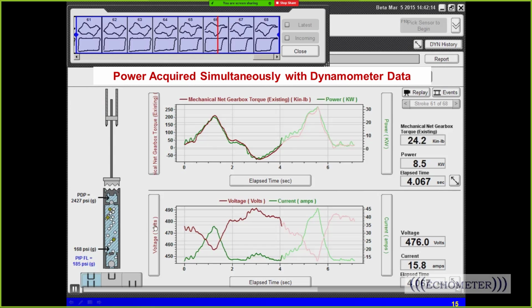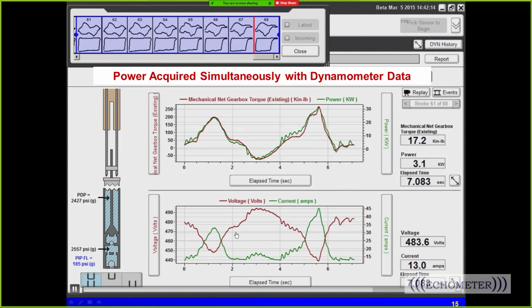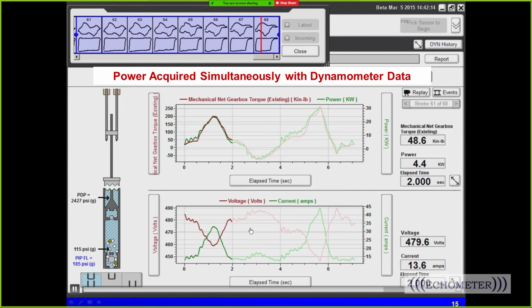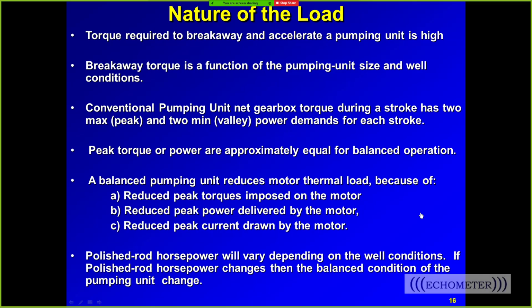Also, you see the voltage throughout the stroke and the relationship between voltage and current. When the voltage goes up, the current typically drops. Less current being drawn, voltage goes back up closer to 480 volts. And so this is a good example that compares power to net torque and volts to amps, and it's an interesting plot. You can see the relationship.